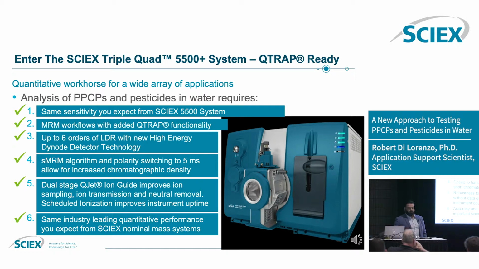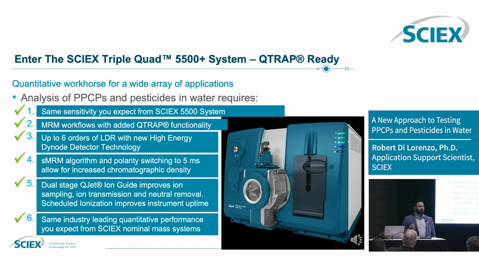So we have the sensitivity. It's the same sensitivity you expect from a 5500 plus system. I mean, sensitivities are starting to really reach a plateau. We're reaching a critical limit in terms of how much we can detect, and the 5500 plus still gets us really, really low. Selectivity. We're using MRM workflows.